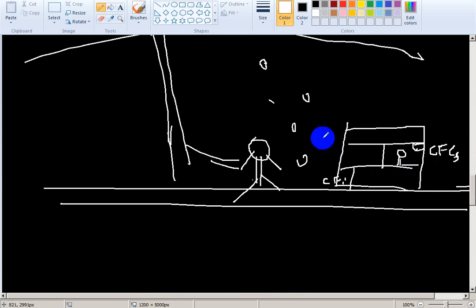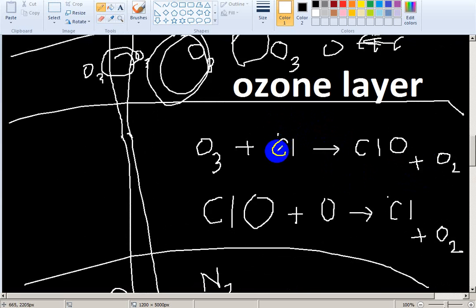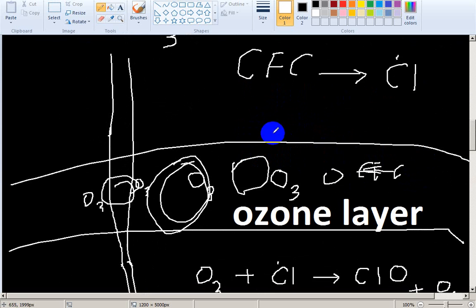This CFC gas does not break down in the troposphere. It goes directly to the stratosphere. Here the ozone layer is located, and here it breaks down in the presence of UV radiation.